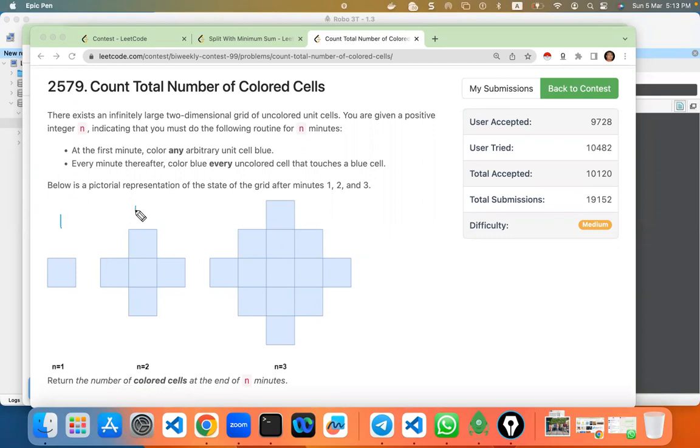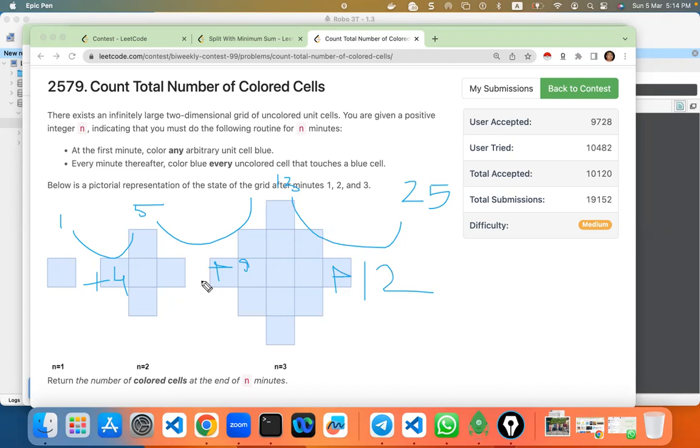So this is 1, this was 5, this was 13. 1 plus 4, then 1 plus 4 plus 8, then 1 plus 4 plus 8 plus 12. So here it became plus 4, here it became plus 8, here it became plus 12, and so on, right? Yes. And after finding this pattern, you just went and did a brute force.